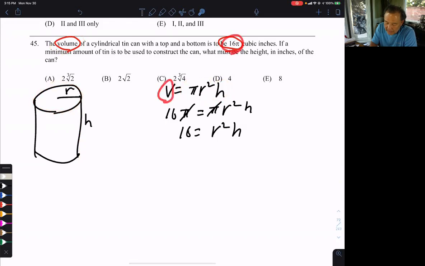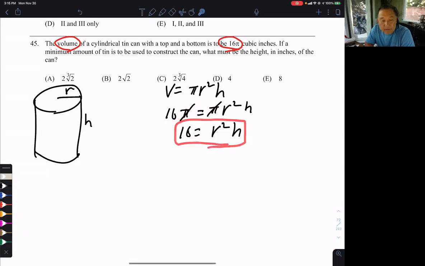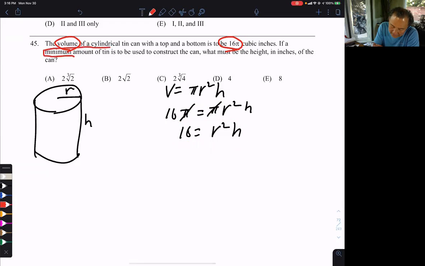So I put 16 pi in place of volume, and once you cancel the pi's out, you're left with that equation. But we're not done. It says if the minimum amount of tin is to be used to make this can. So what determines the amount of tin? It's going to be the surface area of the can.